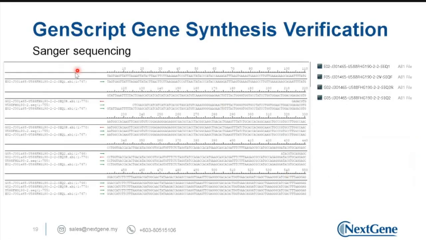Okay, so this is showing a result of gene synthesis sequence verification using Sanger sequencing. We are comparing the sequence of interest versus our sequencing result. Okay, so we will be providing the AB1 file as well, and also the comparison report.